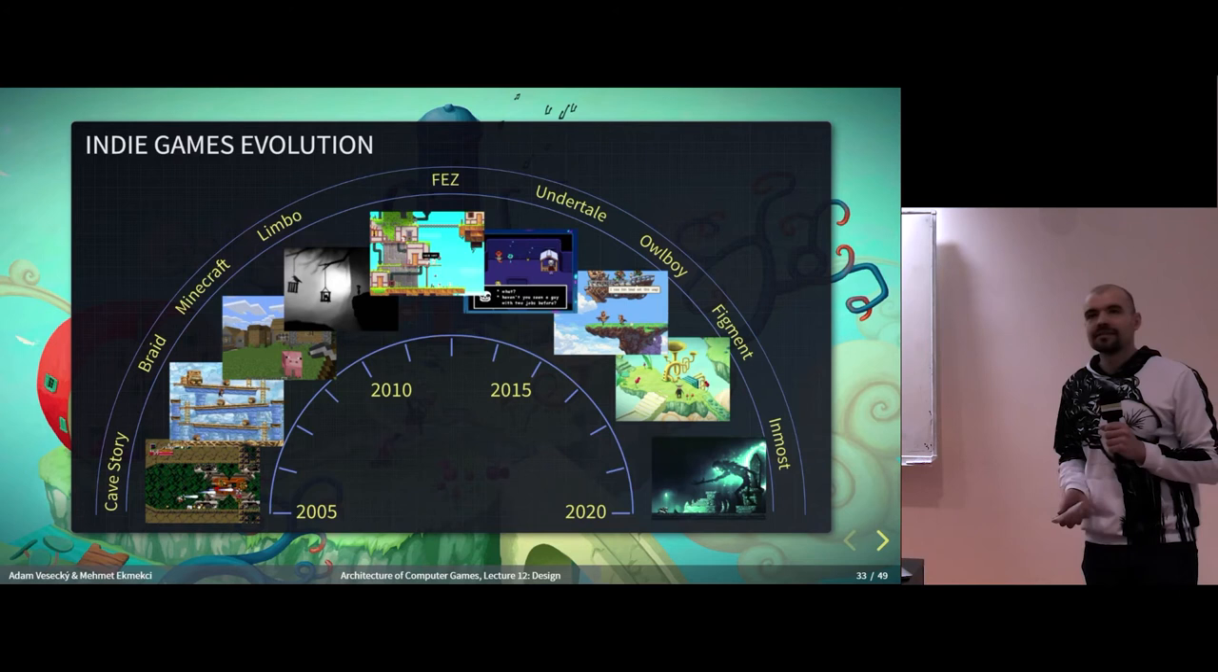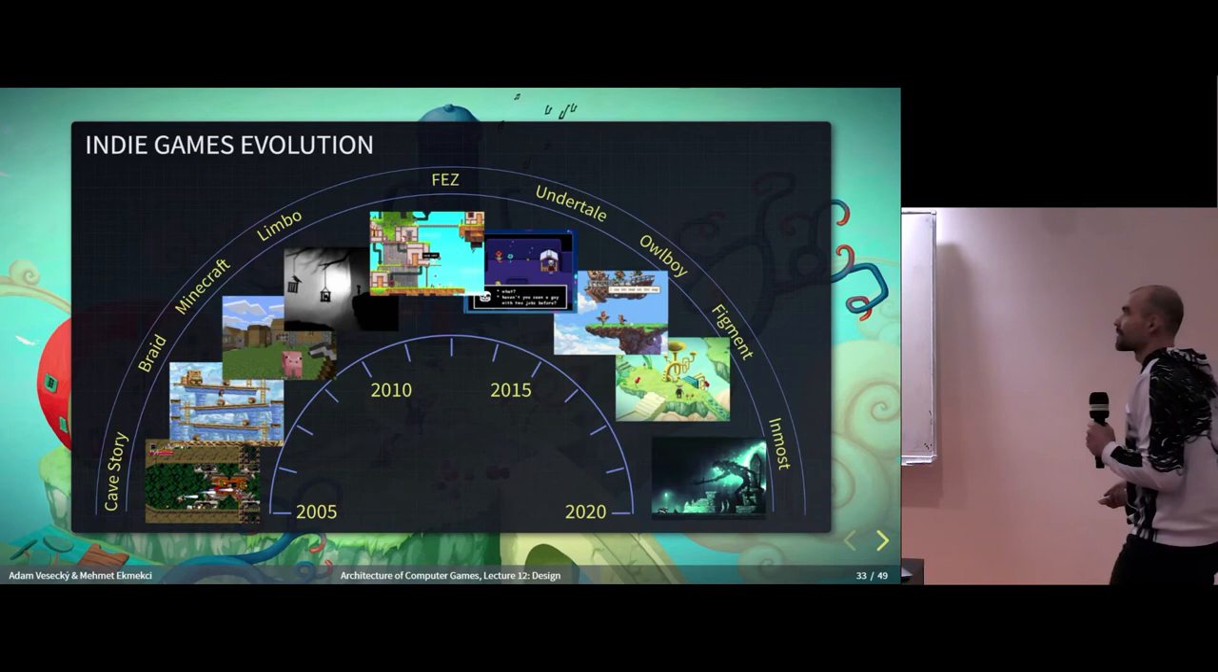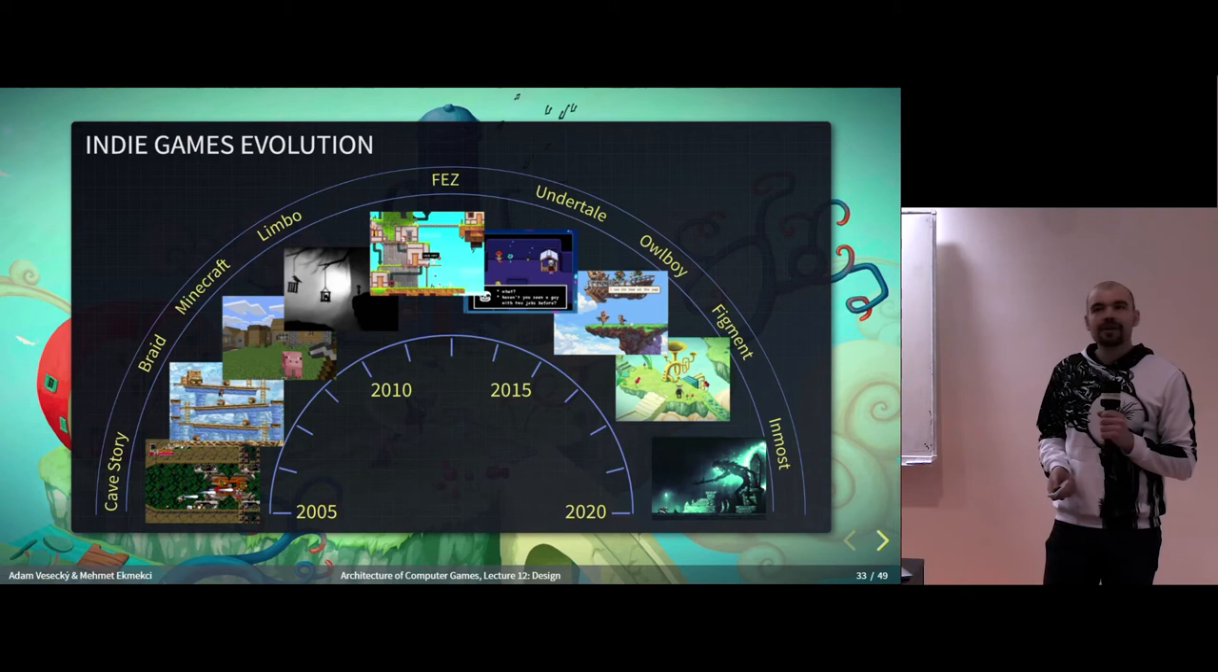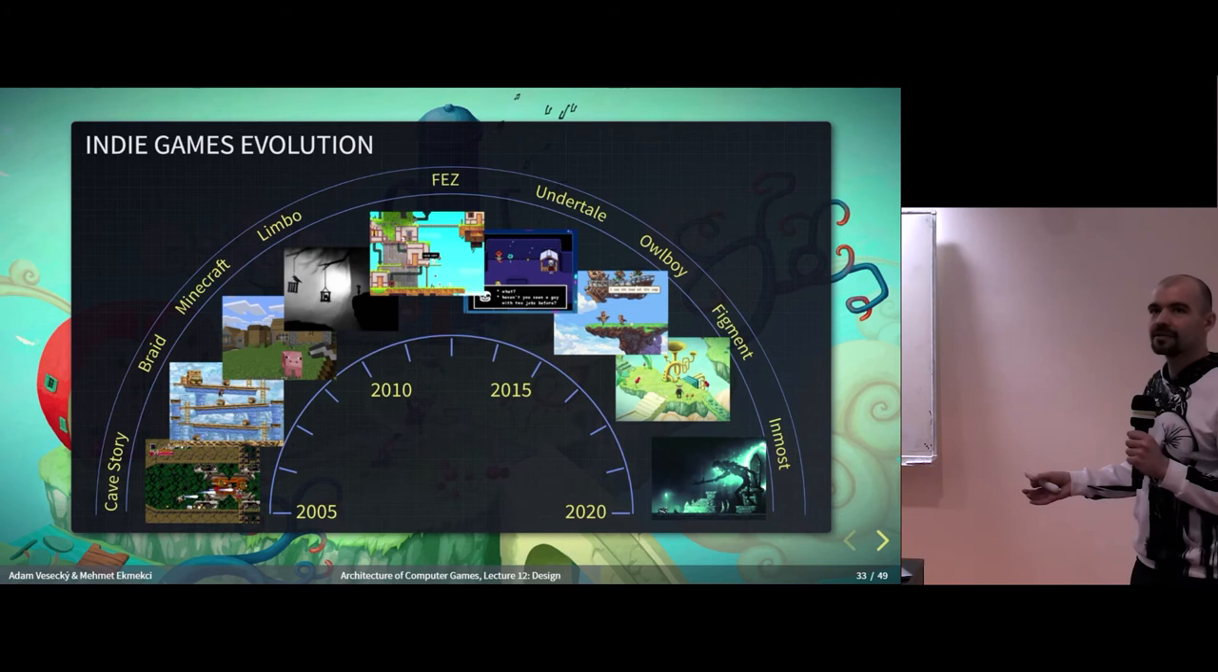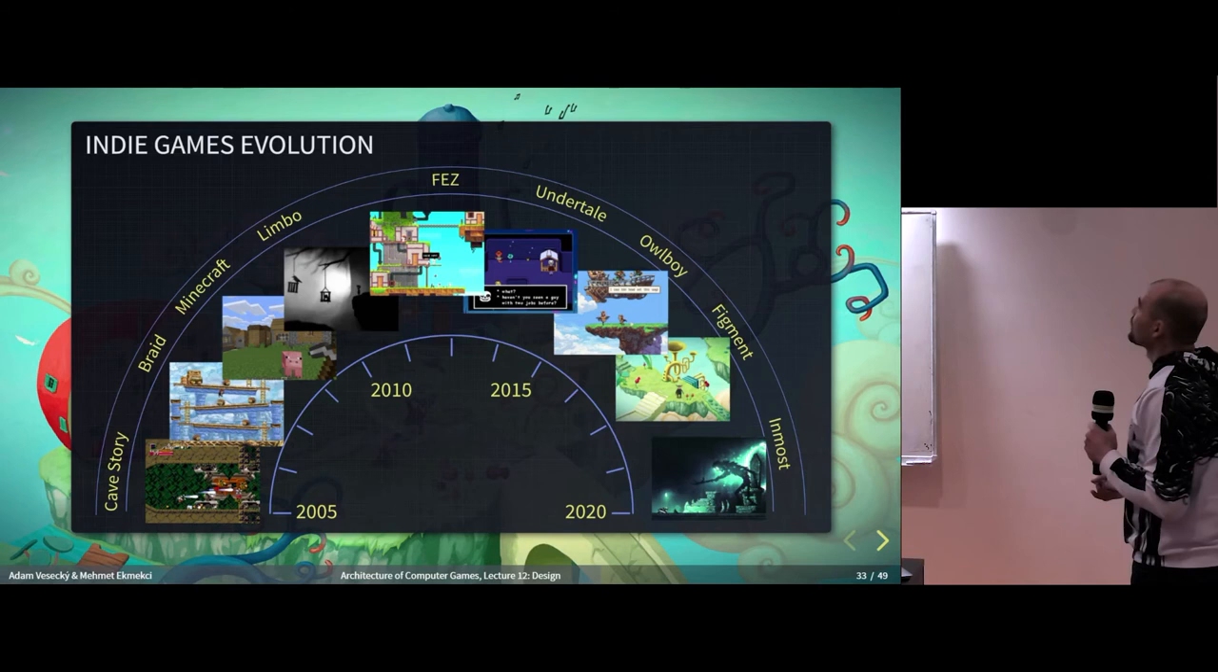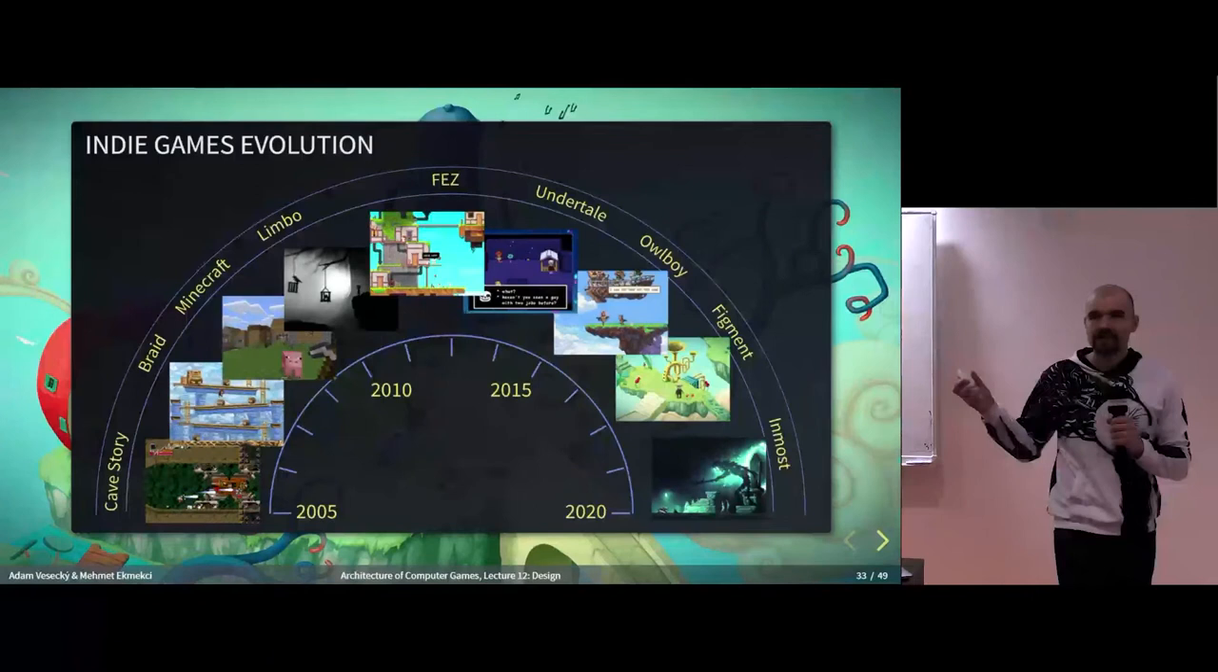Of course, Limbo, Minecraft. Limbo is a side scroller that introduced this, what is it called, trial and death gameplay, where the player is actually forced to fail until he or she finds the right solution. Fez, there is quite a nice story about Fez. There's a whole movie about Fez and other games like Super Meat Boy, and also something about Braid. It's called Indie Game: The Movie, released in 2012.